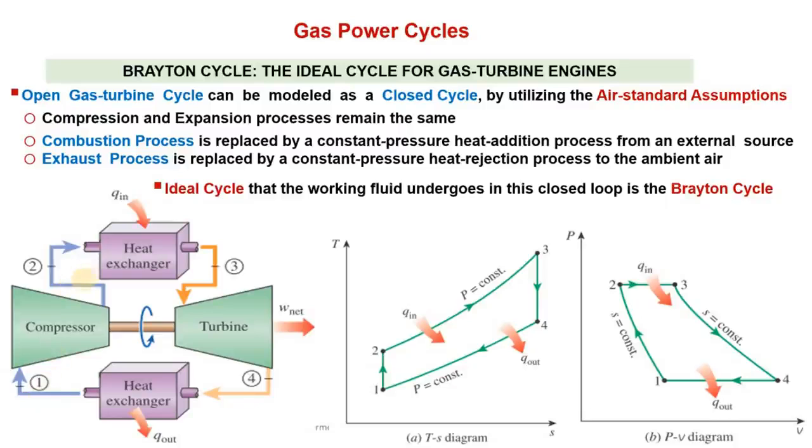So during this compression process pressure and volume both change. So that's why the 1 to 2 process is a curved line, unlike here where it is a vertical line, because during this process entropy remains constant but pressure rises and volume drops. So that's why on the PV diagram the 1 to 2 line is shown as a curved line. Then the 2 to 3 process is a constant pressure process.